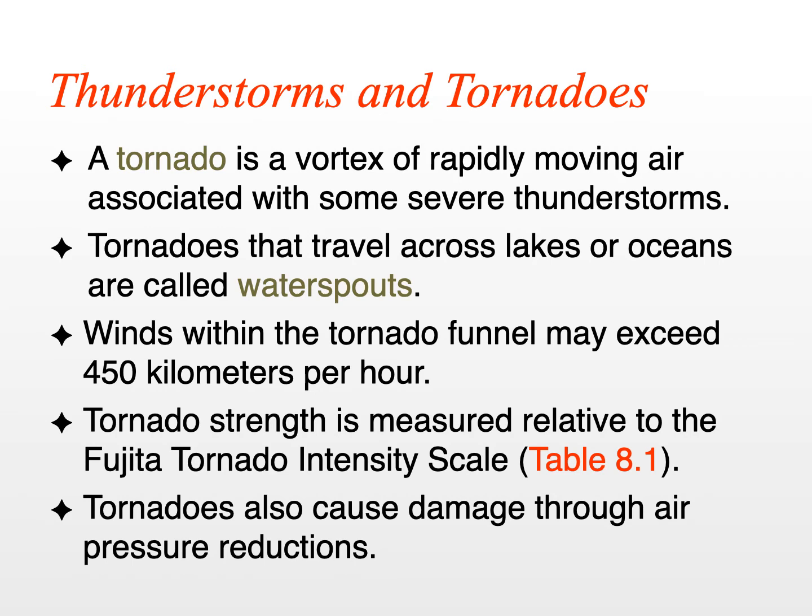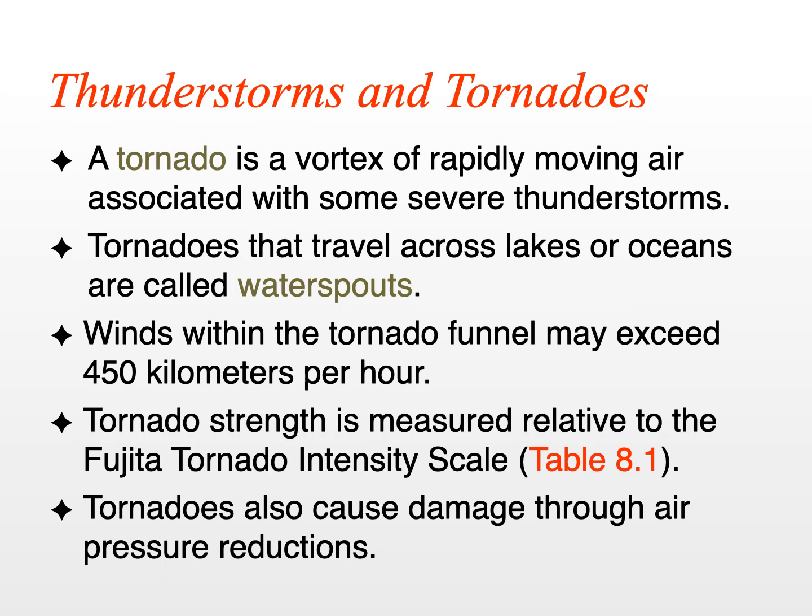Tornadoes, if they occur over lakes or oceans, are called waterspouts. And it's not cloud and dust and dirt that you're seeing in the funnel, but actual water. Winds inside a tornado funnel are very, very fast in very severe thunderstorms. They can reach speeds above 450 kilometers per hour.